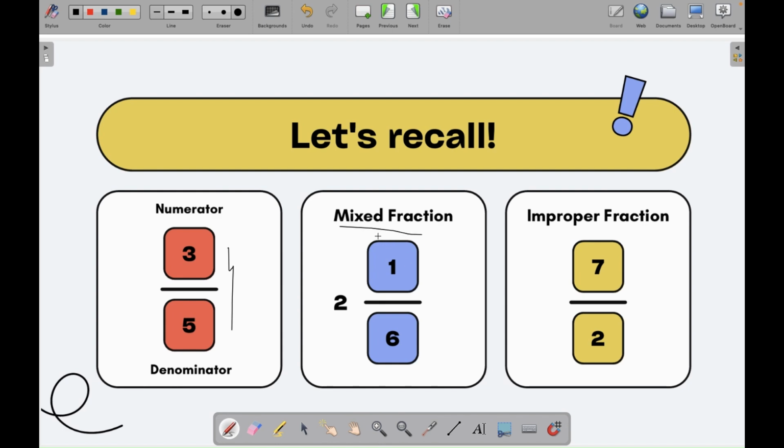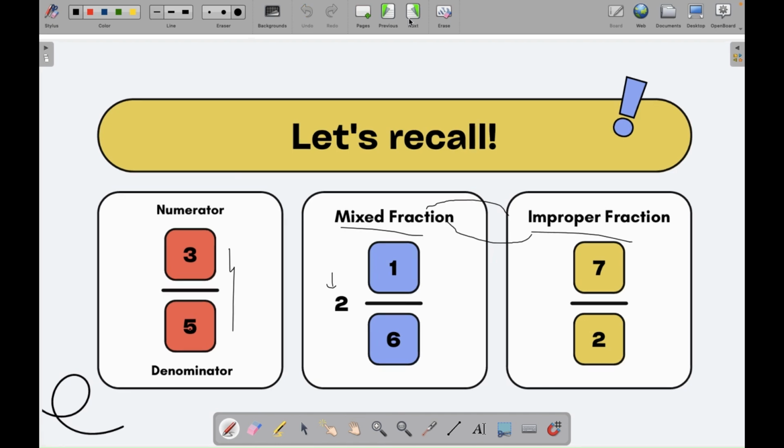Then we have a mixed fraction. Mixed fraction means a whole part and a fractional part. Improper fraction means the numerator is greater than the denominator. Proper fraction means the numerator is smaller than the denominator. So we can convert a mixed fraction to an improper fraction, and we can convert an improper fraction to a mixed fraction. You can try converting this to an improper fraction and see what you get. You can try converting this to a mixed fraction and see what you get.